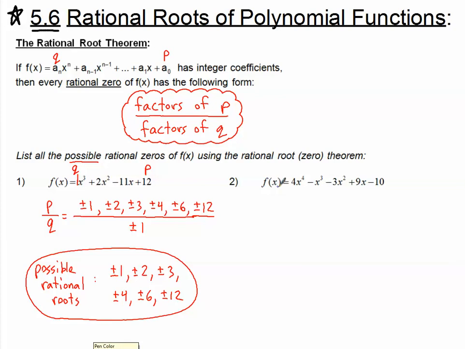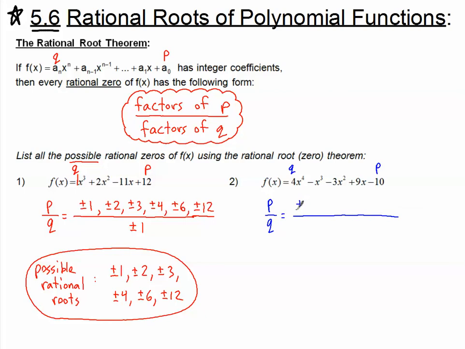A little bit trickier. So I'm looking at my constant term, and I really don't care if it's a positive 10 or a negative 10. I'm just going to call that p, and my leading coefficient I do see this time is a q. So I'm going to take all of my p factors divided by all of my q factors, and let's draw my division. Let's talk about 10.